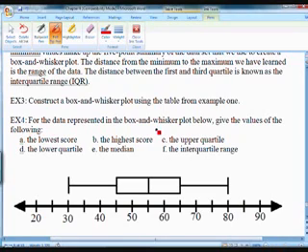We've done that. It says for the data represented. Okay, now we're using this box and whisker plot. And given this, and this one it is right in the middle, and like I said, it doesn't have to be. But given this, let's do it backwards now. For the data represented in the box and whisker plot below, give the values of the following. The lowest score. What was the lowest score? 30. The highest score? 80.